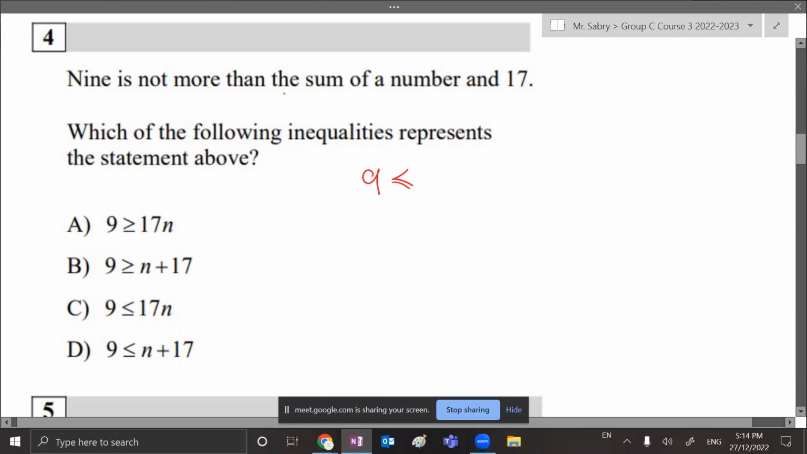Now, less than or equals to what? To the sum. Sum means plus. Sum of what? A number معرفوش. I substitute an x and 17. So I should put here x and 17. Which of the following inequalities represents the statement above? It's right here, D. It's done. They used n instead of x, that's all. So I can use that still now.